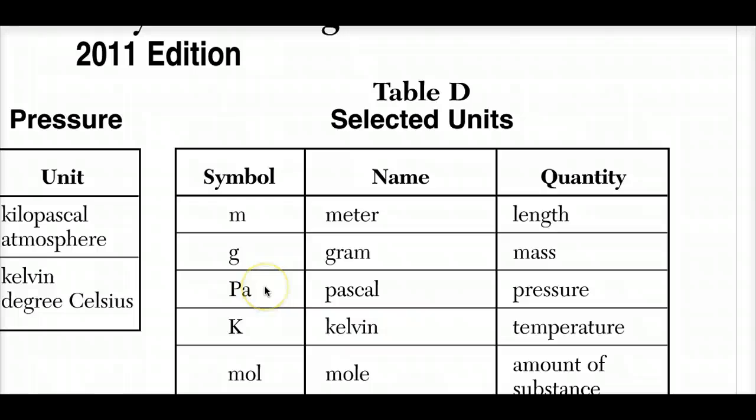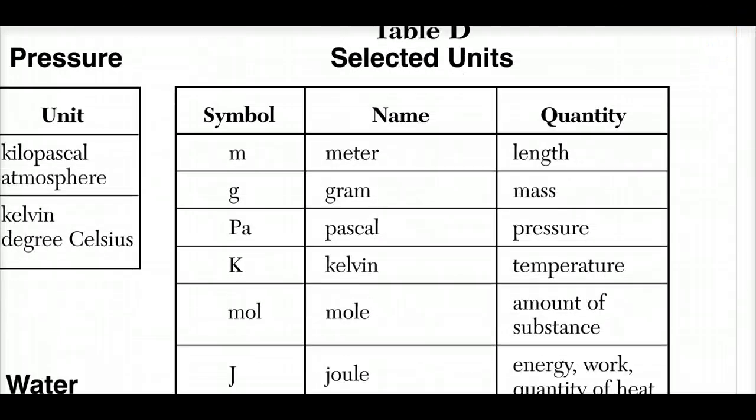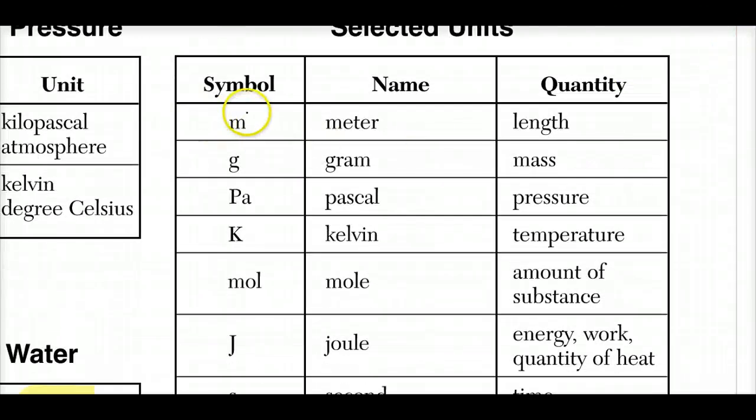I think I meant D, the next table. Table D is selected units that are used for different values. These are essentially the SI units, the units that we use internationally. If you need to know what a symbol is and what the unit is, it's given to you here. Of course, meter is the unit of length, gram is the unit of mass. This is not an SI unit because kilogram is the SI unit for mass. They're just giving you the symbols for what we measure.